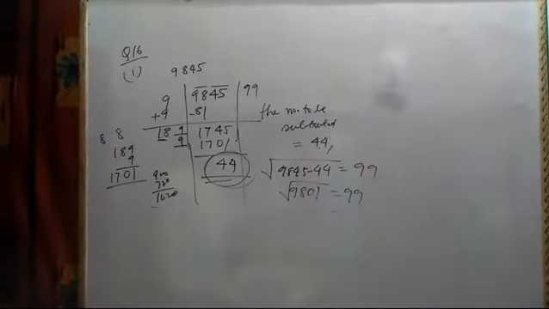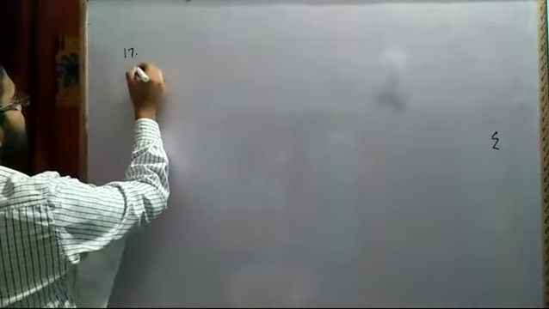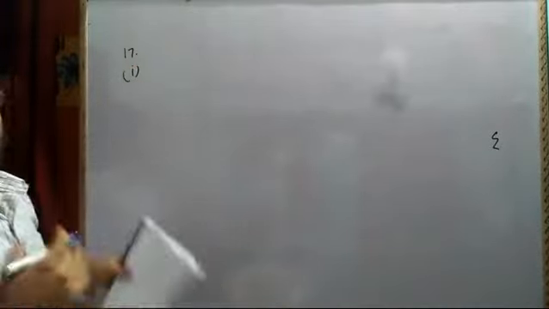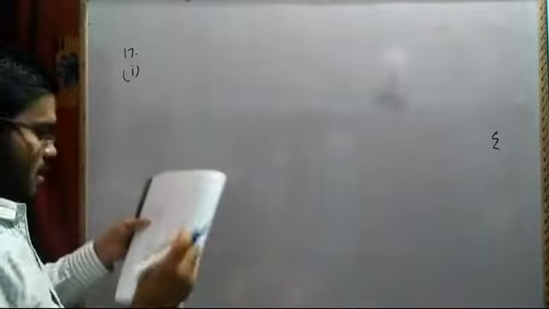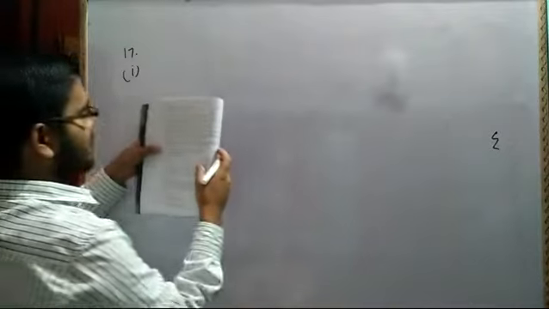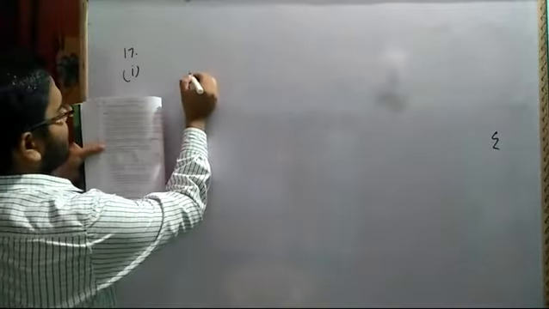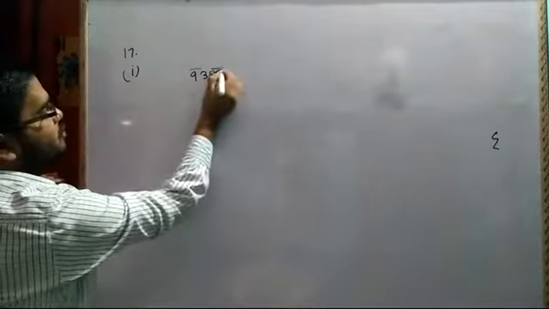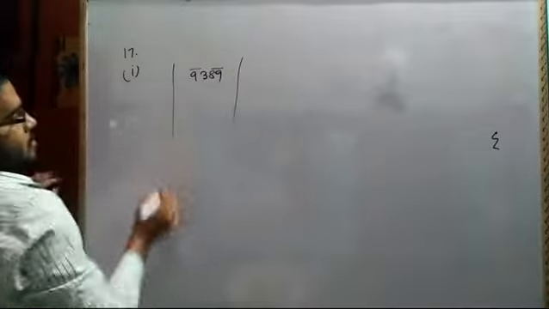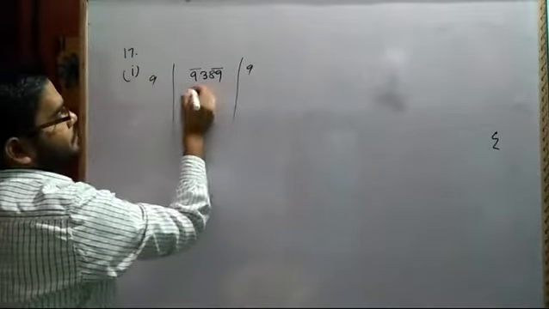Then I will be solving 17 also. Now 17.1, question number 17.1. What number should be added? In the previous one we were subtracting the extra number. Here we have to add to make this a perfect square. So the number is 9389. Same procedure we have to follow. First we have to try to find out the nearest. So 9 nines are 81.